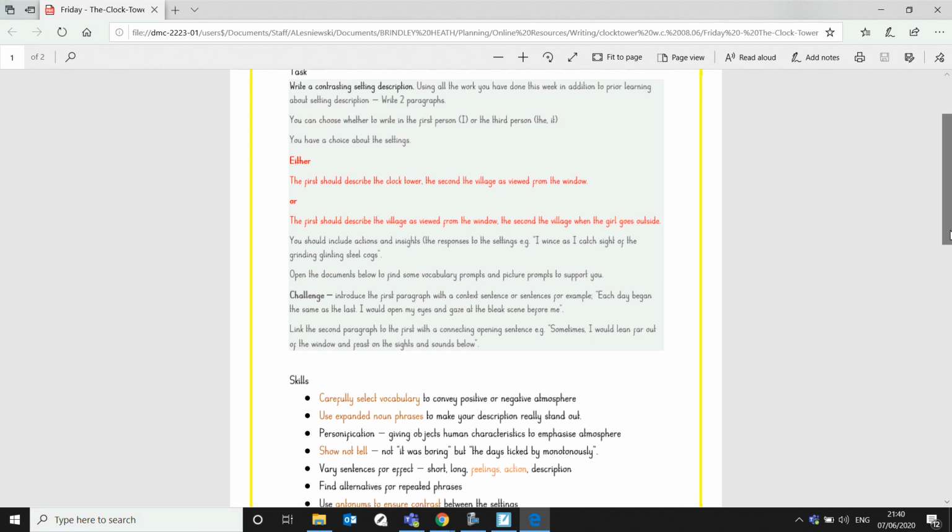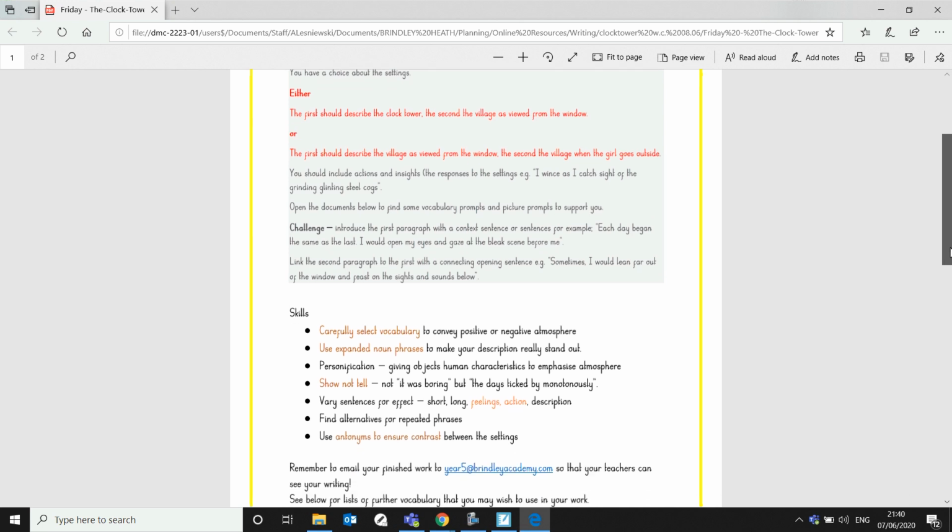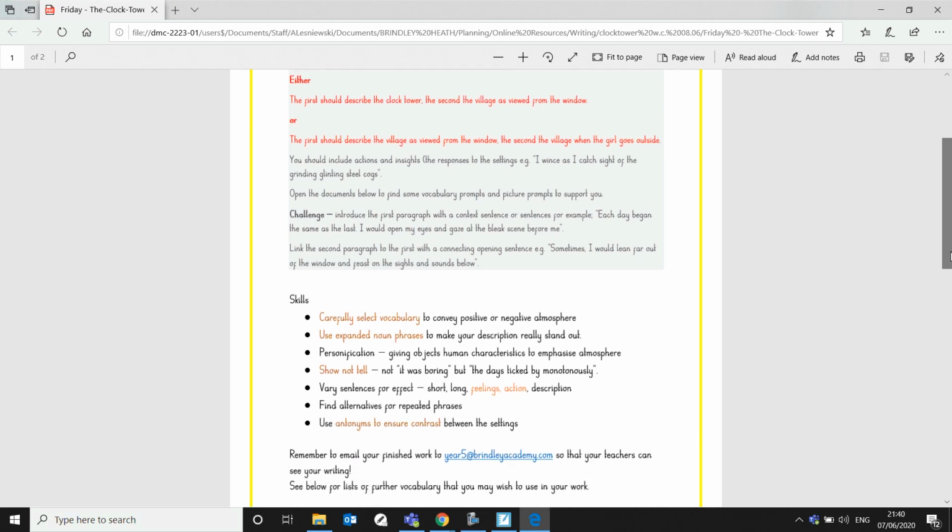As a bit of a challenge, if you feel up for it, you could introduce the first paragraph with a context sentence or a couple of sentences. For example, each day began the same as the last. I would open my eyes and gaze at the bleak scene before me. And then, as a further challenge, you can link the second paragraph to the first with a connecting opening sentence. So sometimes I would lean far out of the window and feast on the sights and sounds below.